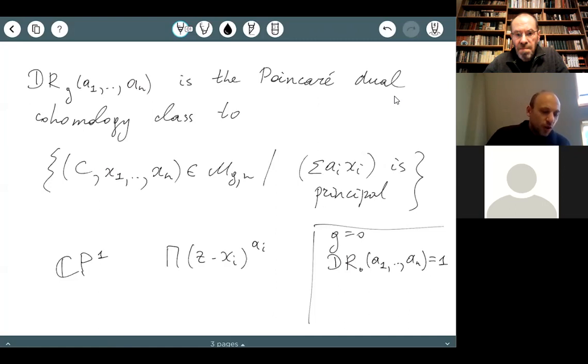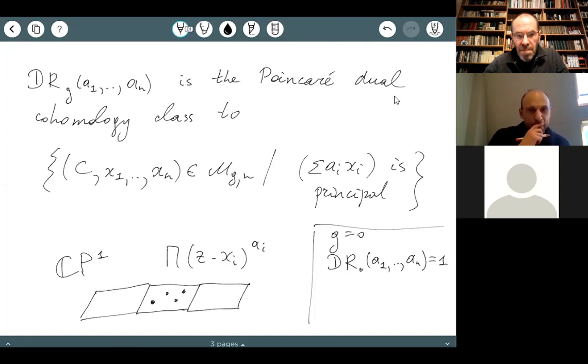But then in genus one, if you're looking at an elliptic curve, you can draw the lattice of parallelograms. And if you draw zeros and poles, you know that the sum of zeros and poles with weights must be equal modulo the lattice. So in this case, there is one condition. So the double ramification cycle is of codimension one, and the class is in H2. So this thing is in general in H2G.